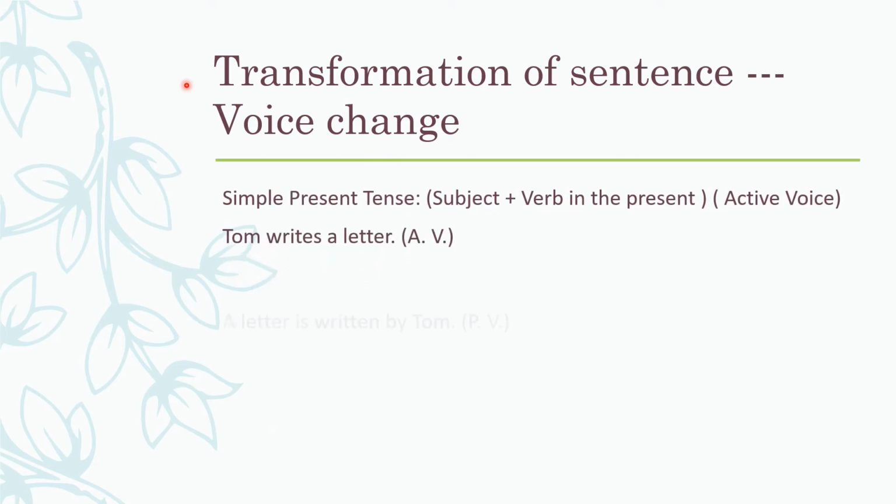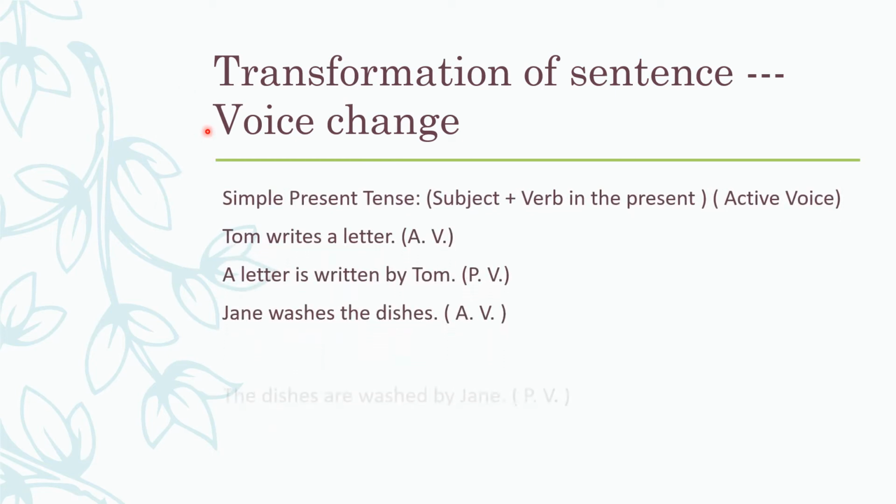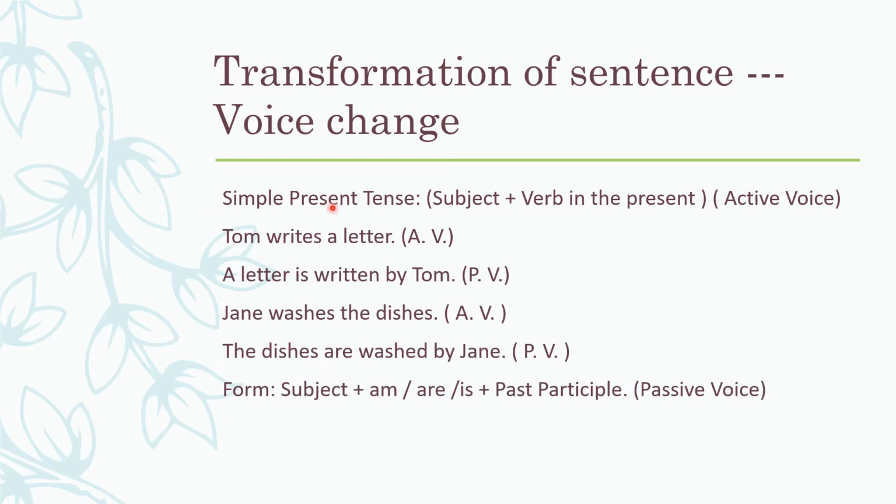Transformation of sentence, voice change. Simple present tense. The form of the simple present tense: subject, verb in the present, and object. That's the active voice. Look at this sentence. Tom writes a letter. So this sentence is in the active voice: subject, verb in the present, and object. We have to change this into the passive voice.